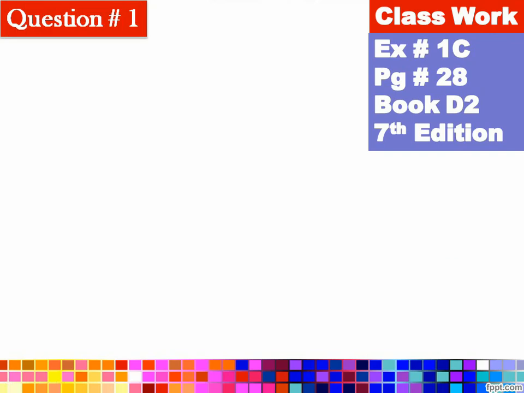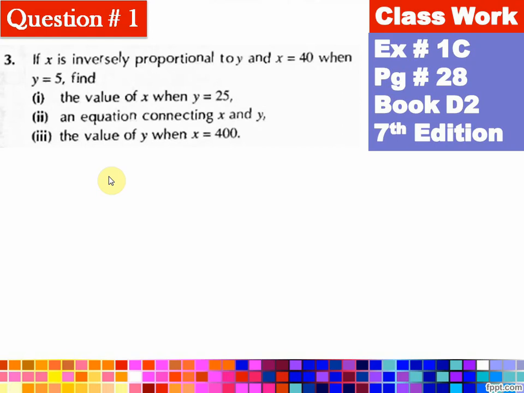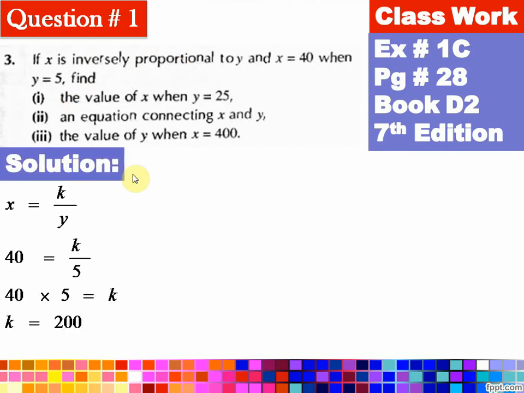So for question number 1, first we have to read the question carefully. If x is inversely proportional to y and x equals 40 when y equals 5. The statement is inversely proportional, so first we have to write the equation x equals k divided by y. K divided by y means it is inversely proportional. Next, x is 40 and y is 5. Now putting the values in the equation, it becomes 40 equals k divided by 5. Now solve for the value of k. So you see that k is equal to 200.